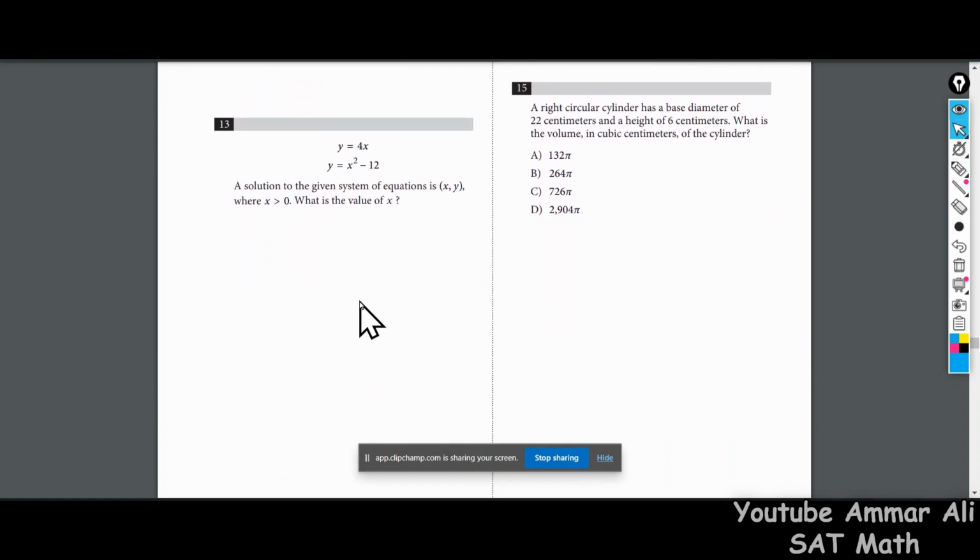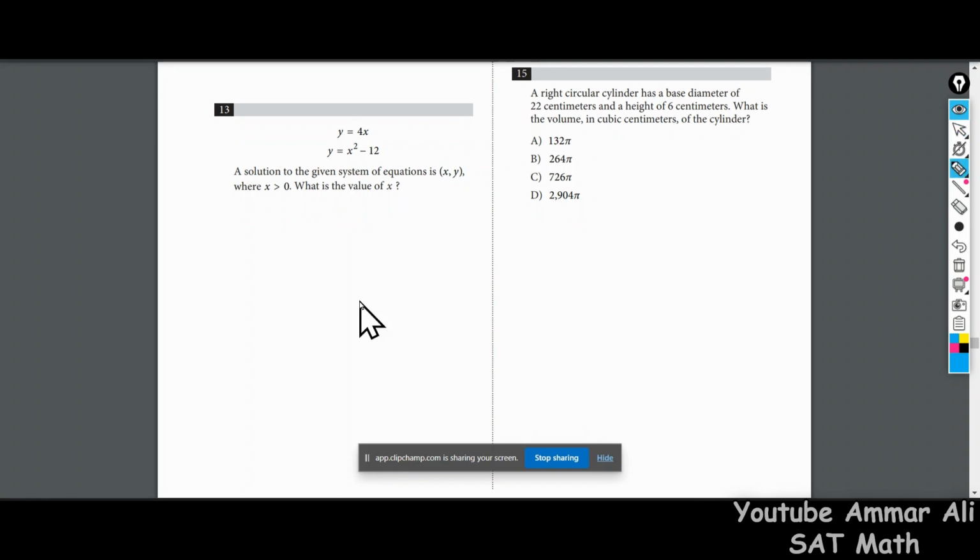Moving on to question 13. They are giving us two equations and they're asking us what is the value of x, and they're giving us this constraint where x is greater than 0. So right off the bat, I know this is going to be a quadratic equation where you have to find multiple solutions. So let's just get right into it. They give us two values of y, so that means we can set these two equations equal to each other like so.